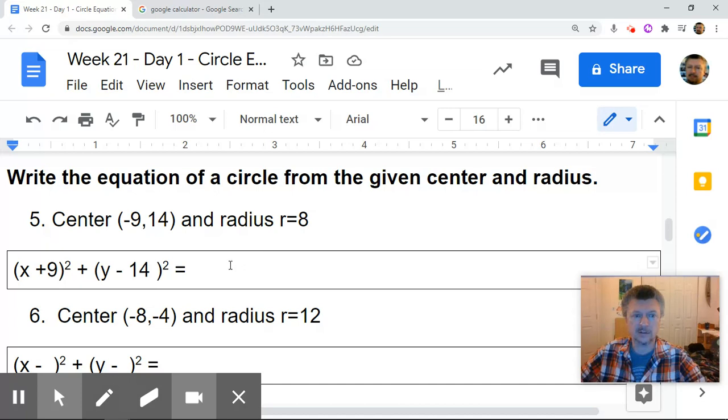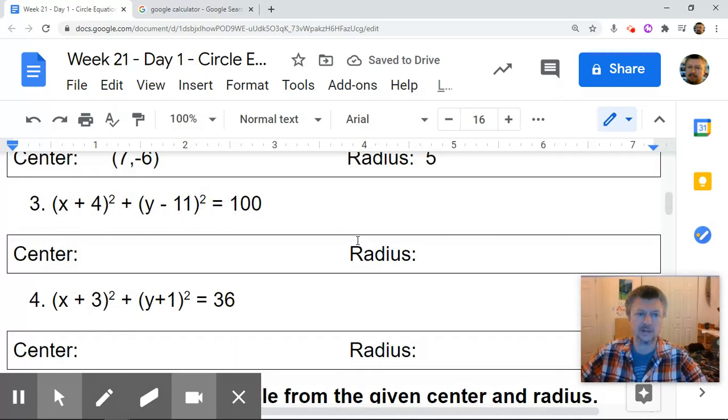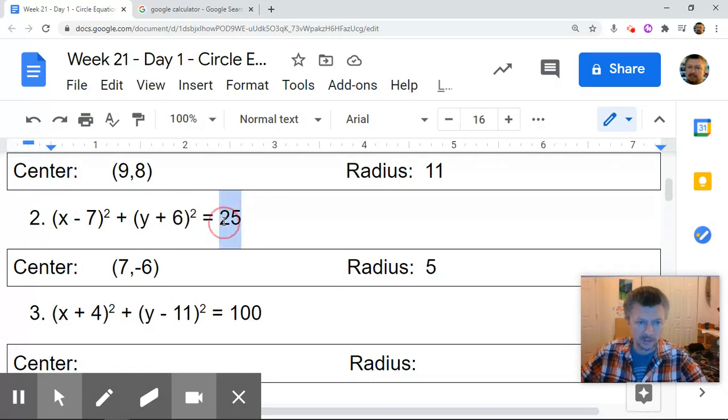All right, so I'll go back here. So then we have a 64 at the end. See, you have the radius squared here, like here. You have the radius squared because the radius is 5.